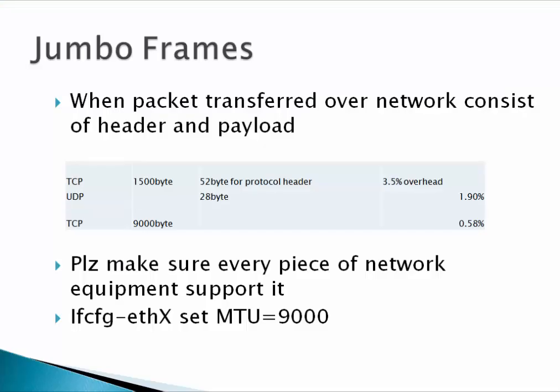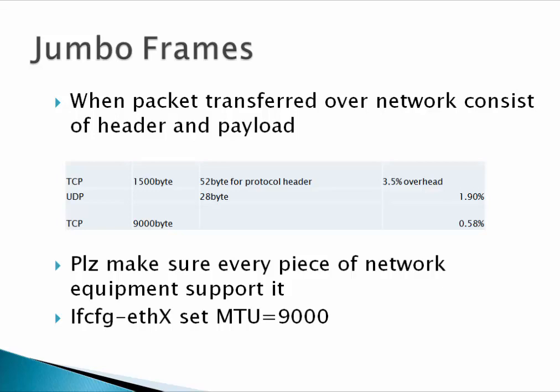So out of 1500 bytes, 52 bytes are for these different protocol headers, that is TCP, IP, and Ethernet headers. This is overall a 3.5% overhead in terms of the overall size of the packet. In UDP it's 28 bytes, so it's 1.9%. To overcome this overhead, there is a concept called jumbo frame. Instead of transferring packets of 1500 bytes, they have increased the packet size to 9000 bytes.